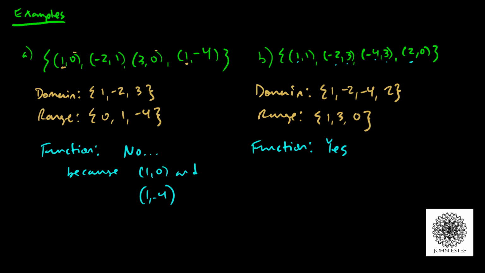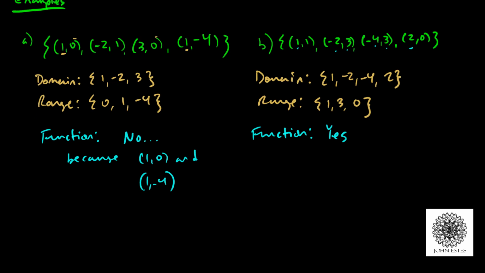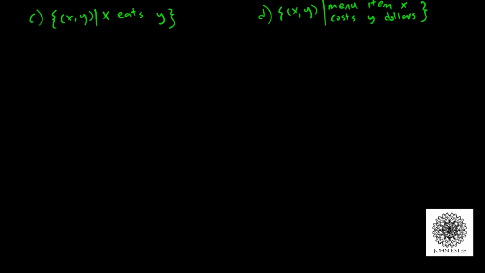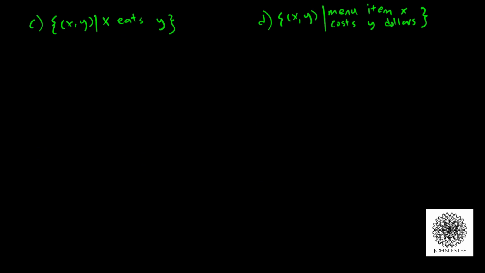Okay, now I'm going to look at a couple more of these that are not necessarily numeric to show you that relations and functions do occur in real life. Okay, so here for part C, the way you read this is the set of all coordinates x and y that have this property, x eats y.